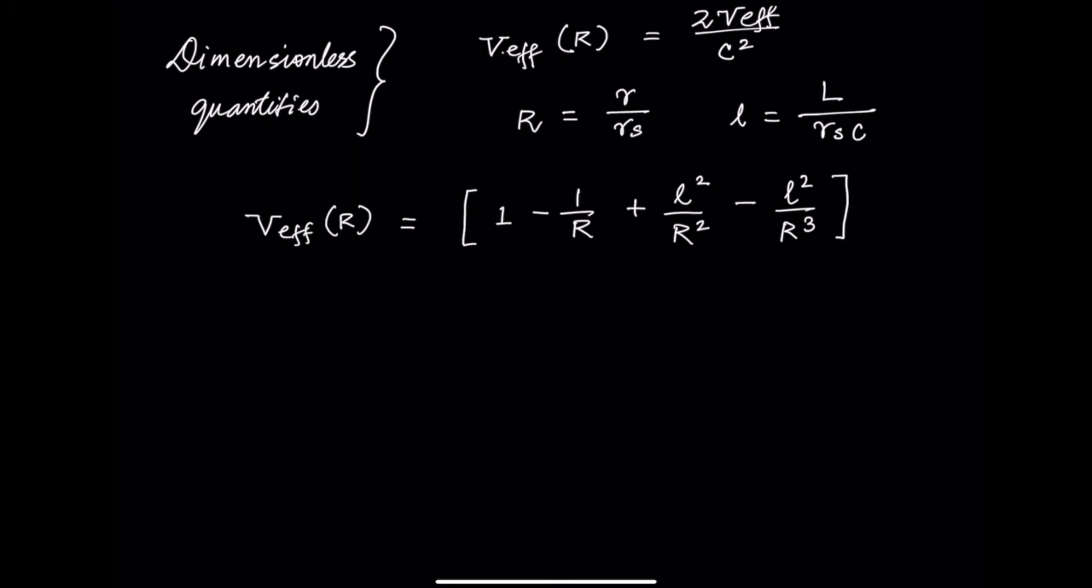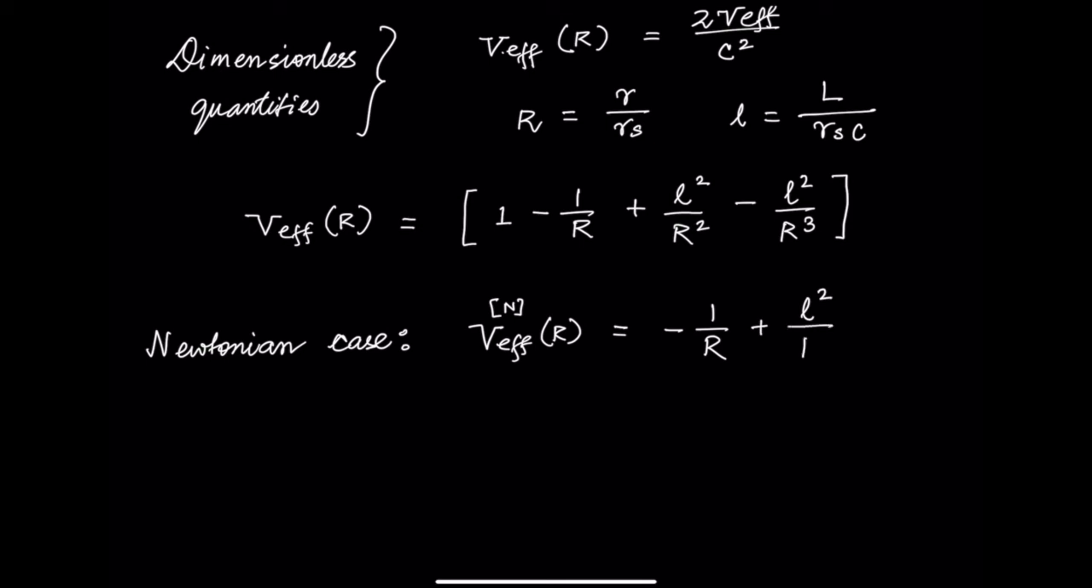Let's see what the Newtonian case was, just to compare. In the Newtonian case, V effective, if I put an N here, will be this much; you can check with the lecture you have. So I have two things extra. One is a simple one, and the other is this l square by R cube term. So there are two extra things here with respect to the Newtonian.